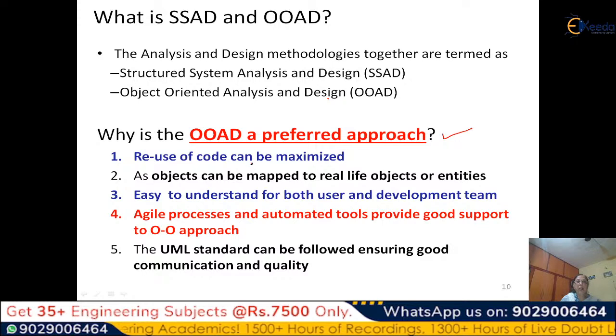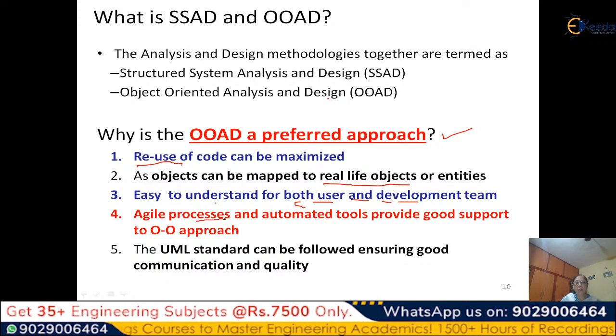So one of the major things is that it allows a lot of reuse. This is the major focus in the OOAD, so our effort will be less. Objects can be mapped to real life objects, so you can even ask the user to identify classes, objects for them, and then you can start the analysis. And it is easy to understand by both user and the development team. Unlike in the structured approach, they had a different approach and the developer had to transform it. Here, both will understand what is an object and what is a class.